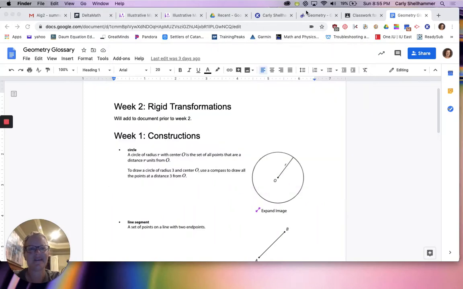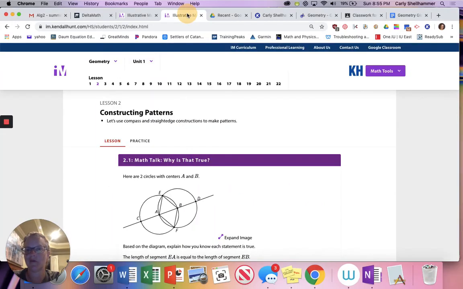Hello. We are in Unit 1, Lesson 2, Constructions. So today we're going to be constructing patterns.